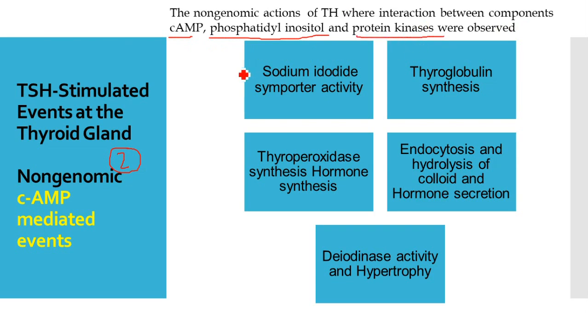Now the important mechanisms associated here are the sodium iodide importer activity, thyroglobulin synthesis, thyroperoxidase synthesis, hormone synthesis, endocytosis and hydrolysis of colloid, and hormone secretion. While the deiodinase activity and hypertrophy are also related to the non-genomic cyclic AMP mediated events, which are linked with thyroid hormone functioning.